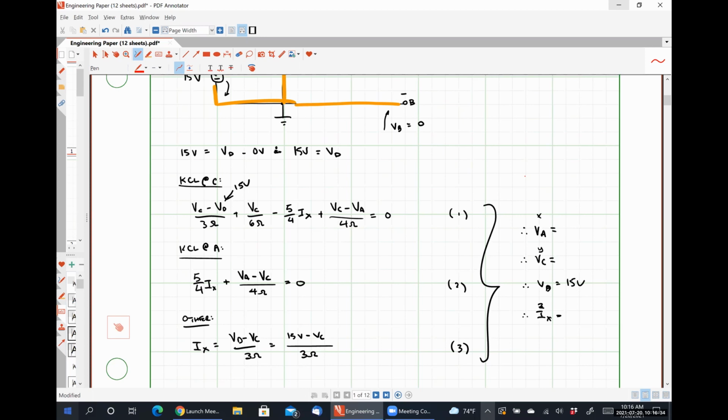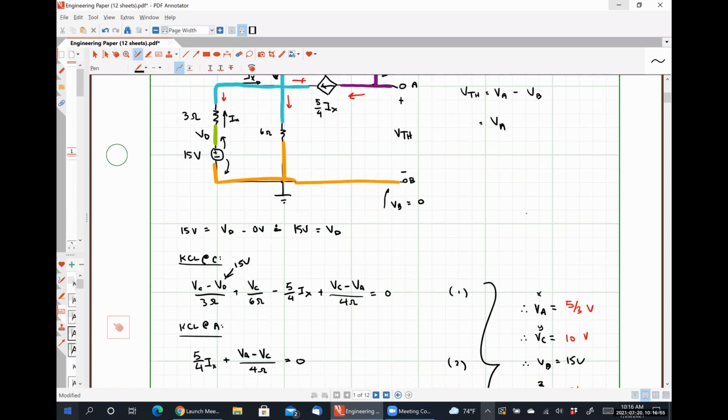When I solve those equations, I get VA is equal to 5/3 of a volt, VC is equal to 10 volts, and Ix is equal to 5/3 of an amp. So from this, since VTH is equal to VA, our Thevenin voltage is simply 5/3 of a volt. Any questions about the application of nodal analysis that we did there?